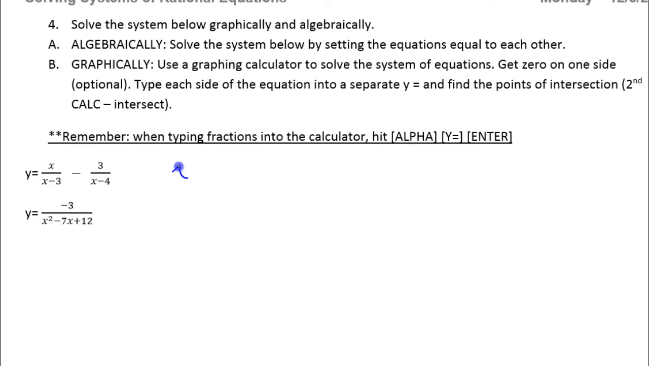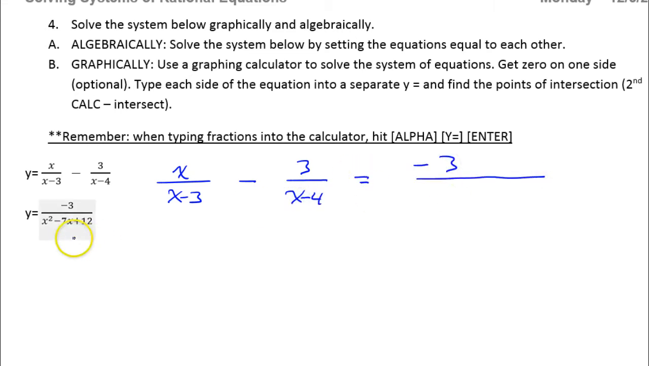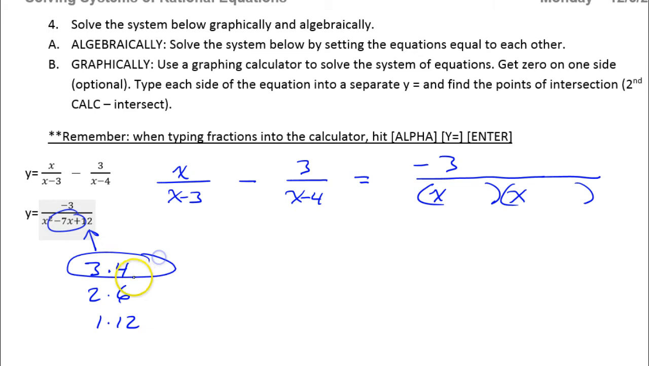So if we do that, we have x over x minus 3 minus 3 over x minus 4 equals negative 3 over this. I'm just going to go ahead and factor this now just because I know that that's what's coming. So let's see, x squared can only be x times x. 12. Alright, looking at that 12, that's either going to be 3 times 4 or 2 times 6 or 1 times 12. Alright, looking at the negative 7, I'm thinking 3 times 4.